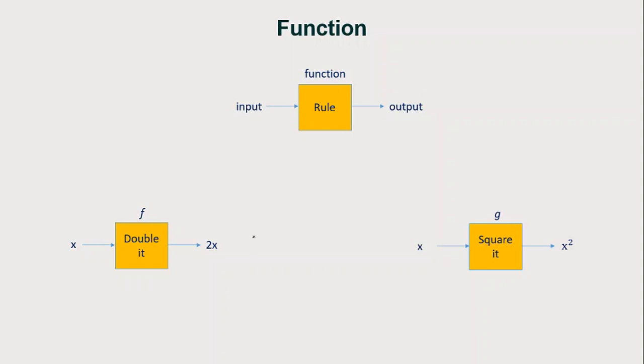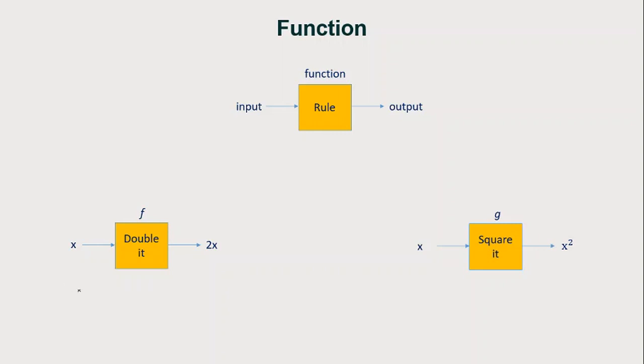For example, we have function f, which doubles the input. So if x comes in, imagine this is some sort of magic happening there, then 2x comes out. We double whatever came in. Similarly, if we had another function called g, which is square, the input comes in, whatever the value was, it gets squared, raised to the power of 2.